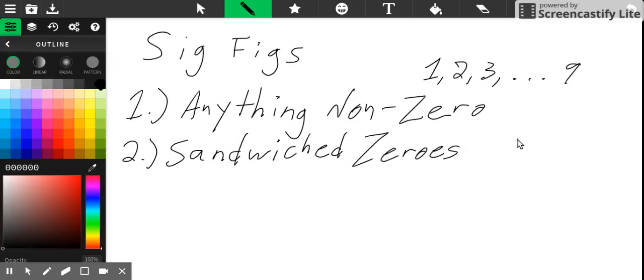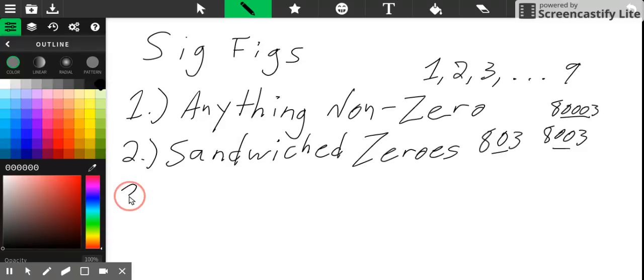And it doesn't have to be just one. It can be 2, 3, 4, 5, doesn't matter. So like 803. That one's sandwiched, so it's significant. 8,003. They're still sandwiched, still significant. 80,003. Still sandwiched, still all significant.